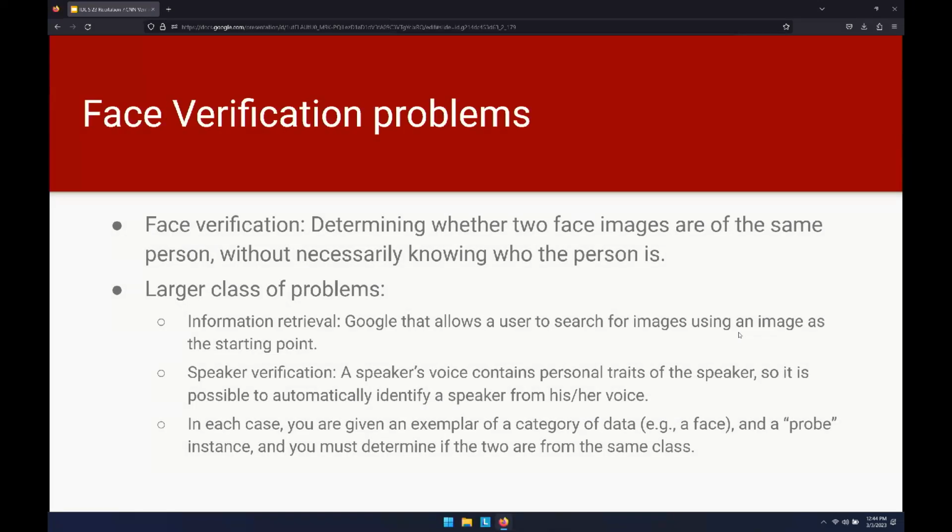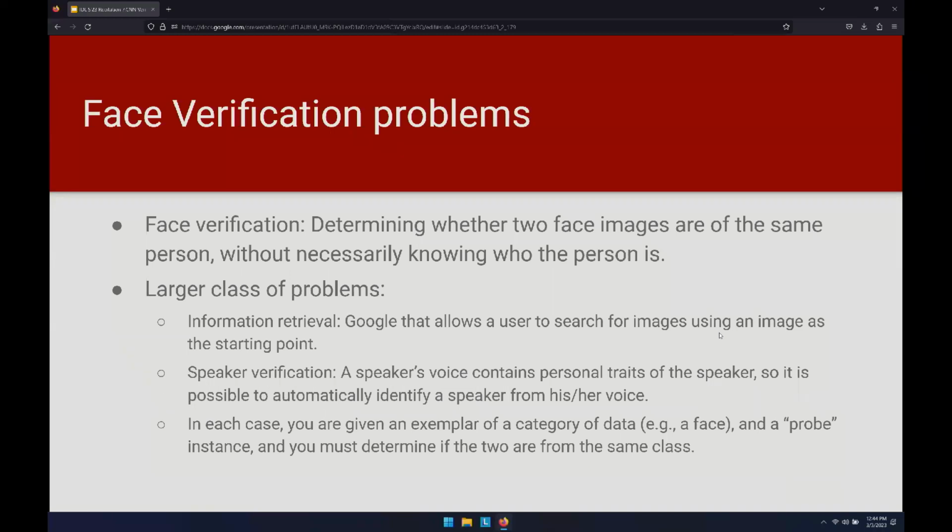So yeah, this face verification problem is also from a larger class of problems, and this is also outlined in the write-up. So for example, we have information retrieval. Google also allows users to search for images using an image as a starting point as opposed to a written query. And also speaker verification, as a speaker's voice does contain unique traits for that speaker, so it is possible to identify them simply based on their voice.